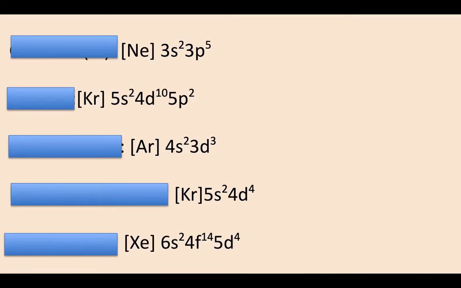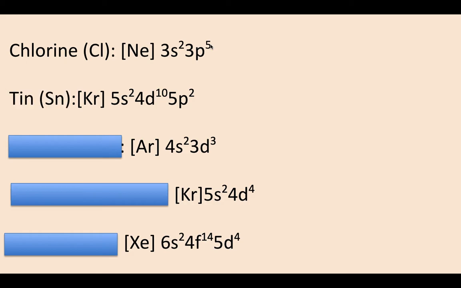All right, hopefully by now you did the practice. Let's go through and check them. Our first one was chlorine. Neon had 10, plus 2 is 12, plus 5 is 17. Okay, the next one is tin.